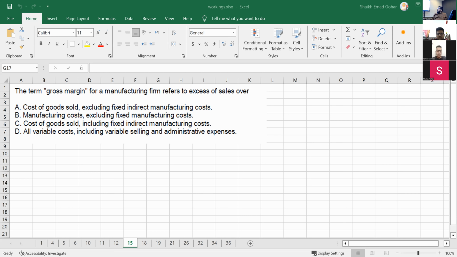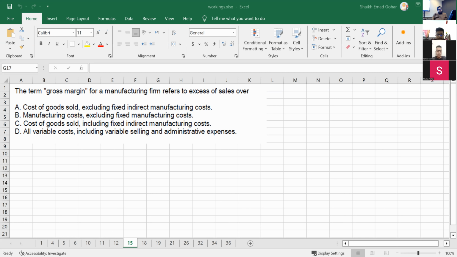So the conclusion is that they added the word indirect. So what? Indirect means overhead, like direct expense versus indirect expense. So if this happens in the exam, then who will save you? Indirect means overhead. So fixed manufacturing overhead is part of the cost of sales. So what is the answer? C is the answer, my friends.